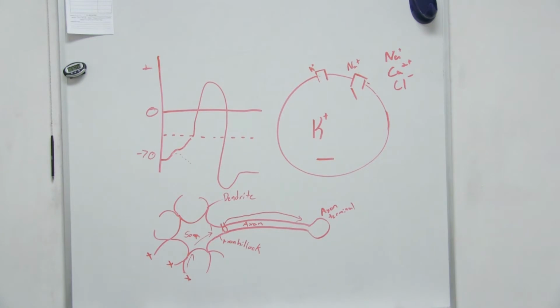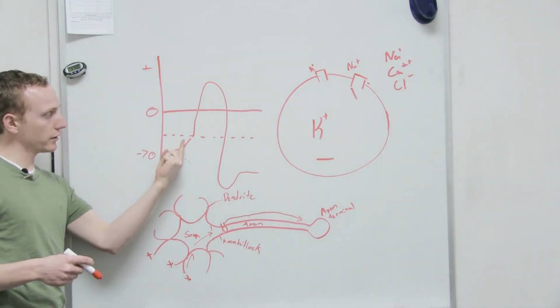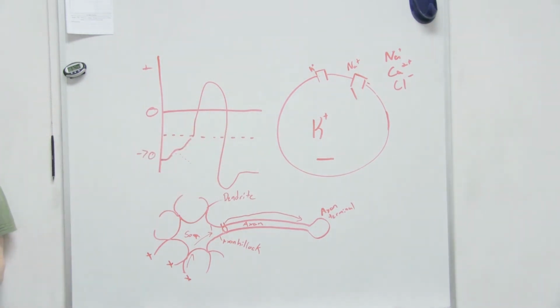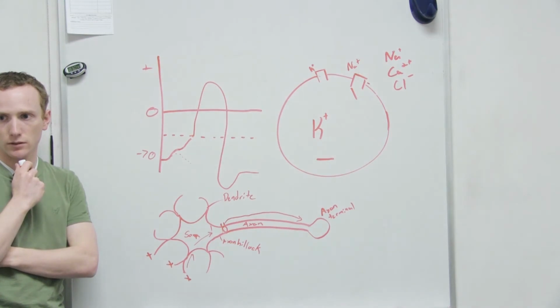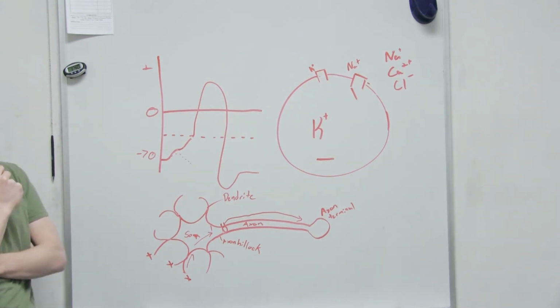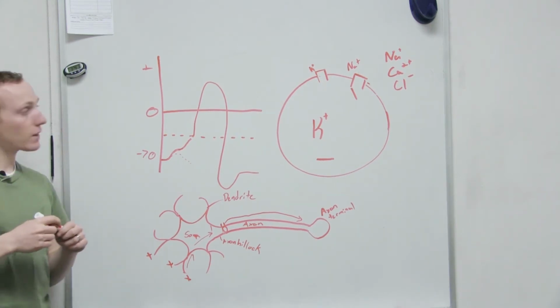How does it hit threshold? Does it just hit it from sodium going in? Yeah, basically. The cell has to be depolarized enough to hit threshold, so that's going to happen from sodium entering the cell. What's the difference between going to the threshold and the action potential? Will the sodium force just open up more?